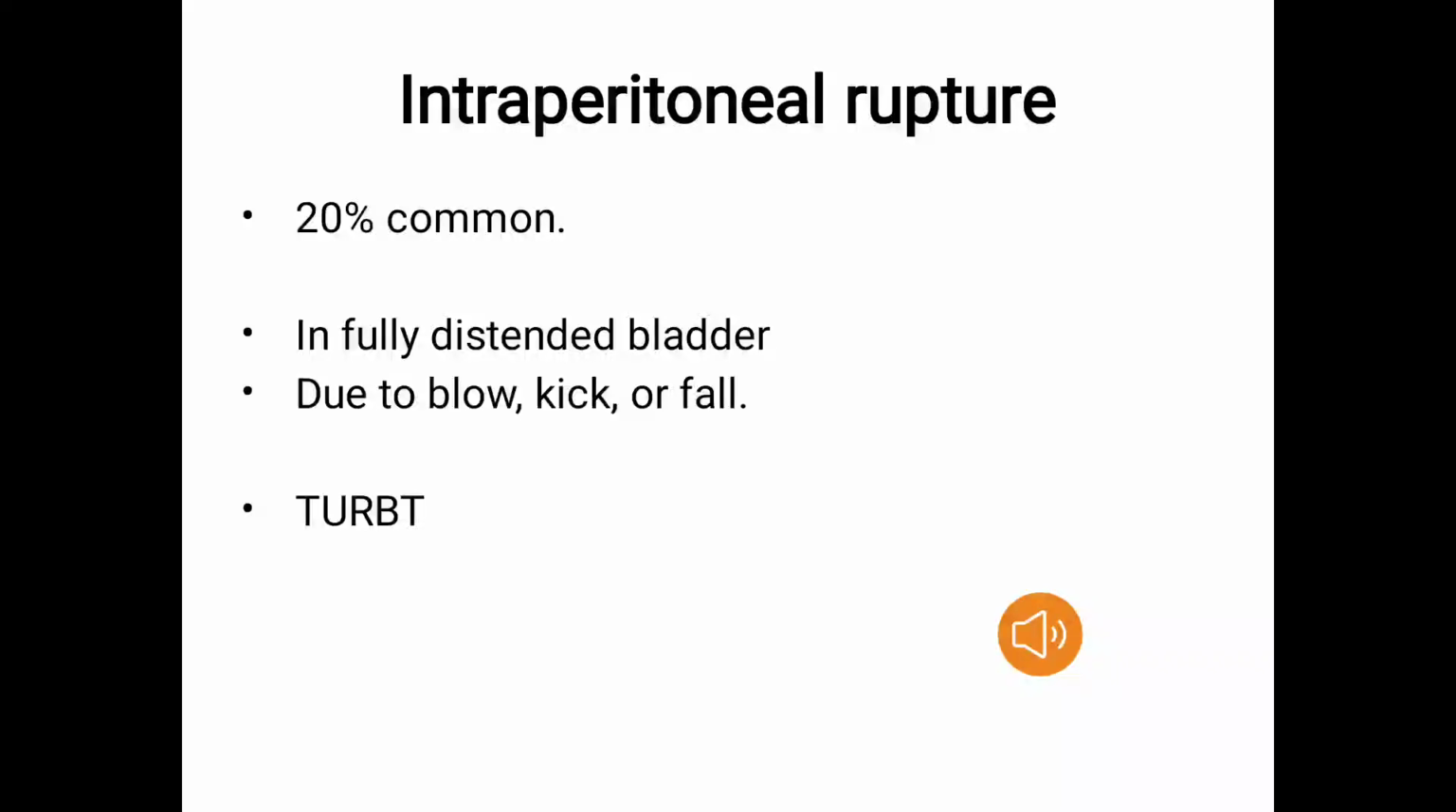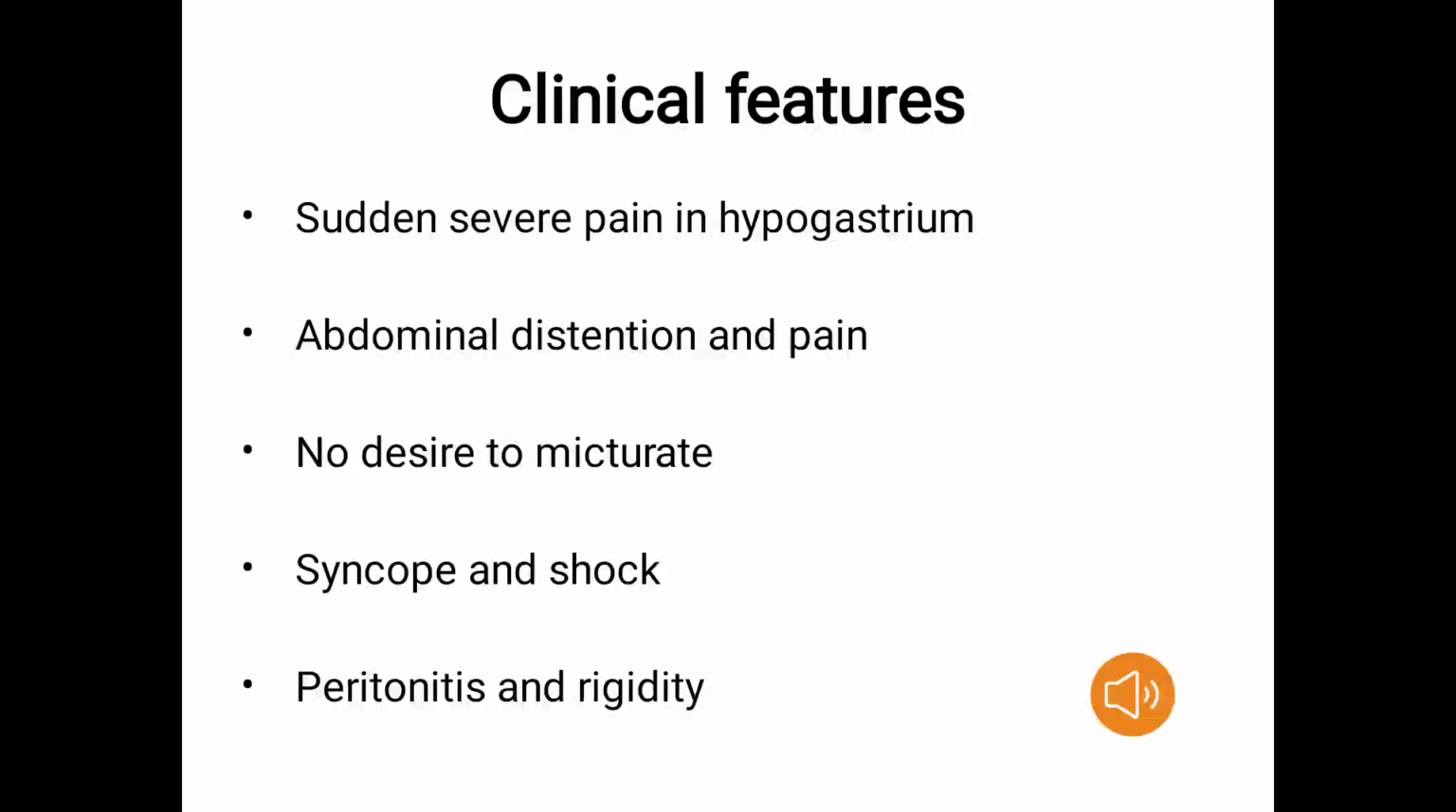Intraperitoneal rupture is around 20%. That happens when there is a blow, kick or fall on a distended bladder, or during a surgical procedure like TURBT, that is transurethral resection of bladder tumor. The clinical features are severe abdominal pain, abdominal distension, no desire to micturate, sometimes with syncope and shock. With contaminated urine, the patient may develop rigidity and guarding, that is peritonitis.